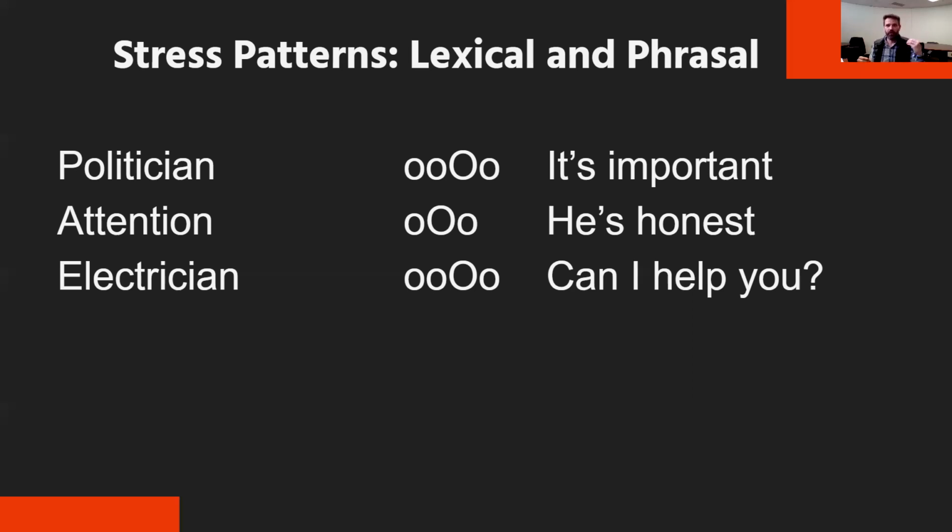Politician, it's important. Politician, it's important. So they both have stress in a similar place, depending on the number of syllables they have. Now here's another one here, attention, and then the phrase, he's honest. He's not getting much stress. And honest has two syllables, but the first syllable is getting the stress. It's an adjective in English. And as we said, a two-syllable adjective in English tends to be stressed on the first syllable.